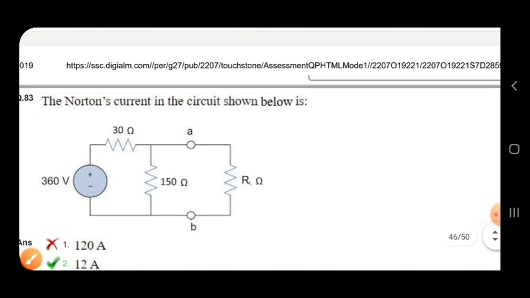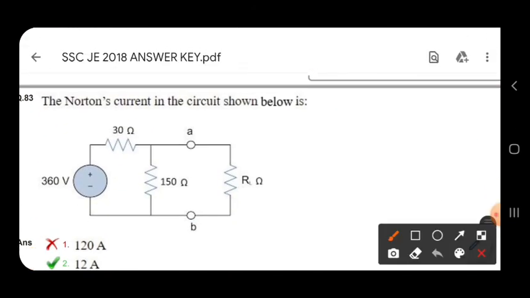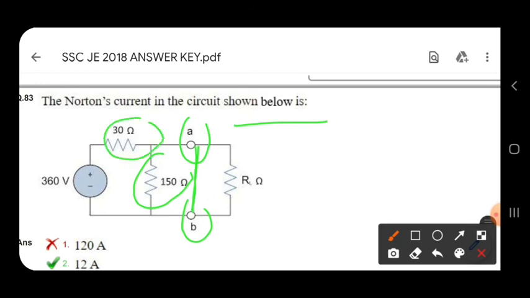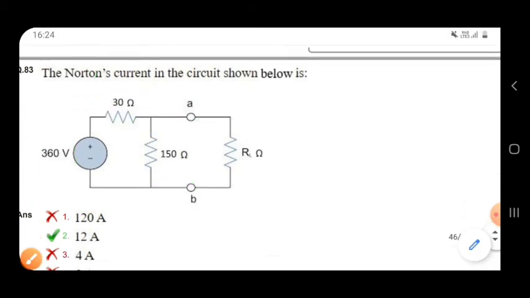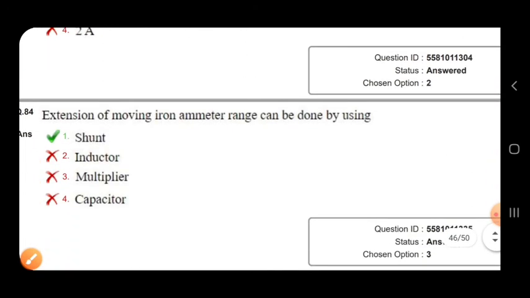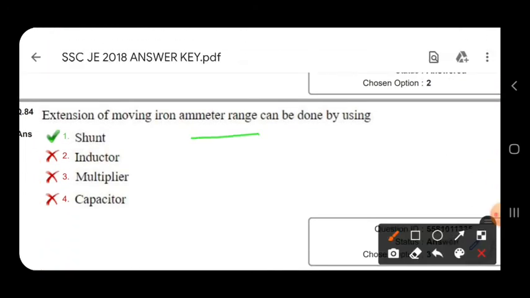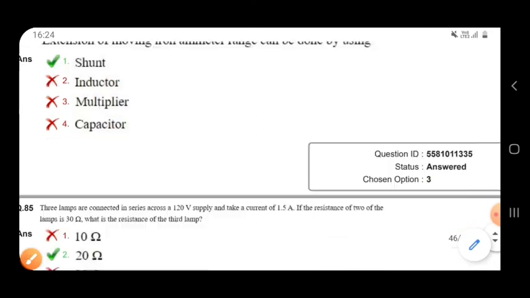The Norton's current in the circuit shown below. So friends, you have to find the Norton current between A and B. Norton current, all of you know, is the short circuit current I_SC. Just short it, then the 150 ohm is neglected and the entire current flows through the 30 ohm resistor. So I equals V upon R, 360 upon 30, and you will find the answer is 12 ampere. Extension of the moving iron ammeter range can be done by using a shunt.